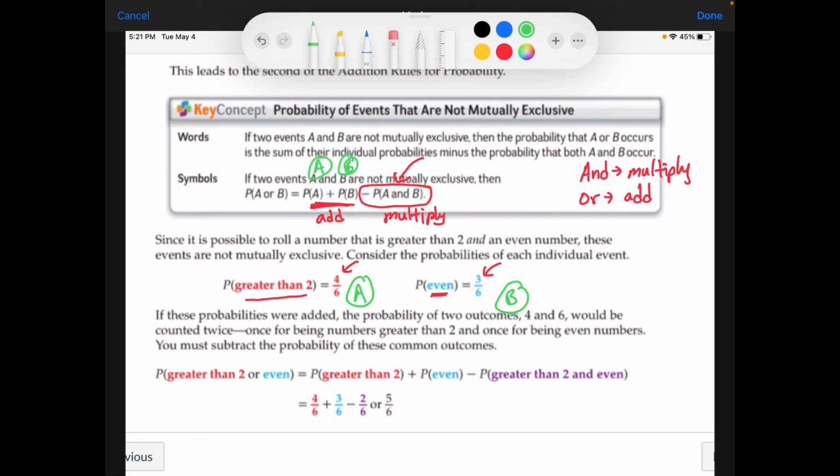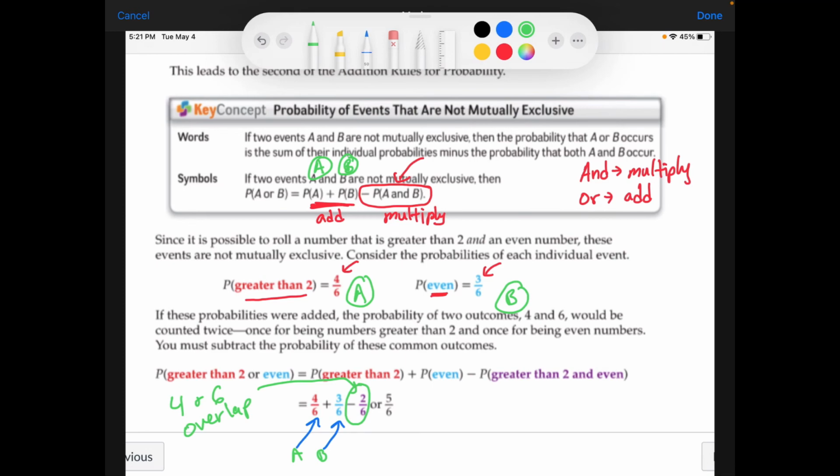Okay? So we can go ahead and write this out. And just like it shows here, we can add our events A and B. Okay, we first add them, and then we have to subtract the union. And so they subtracted 2 over 6 because there are 2 that overlap. Remember, 4 and 6 were overlapping, right? And so that's 2 that were overlapping, and that's why it's 2 over 6. And that's how they get the answer 5 over 6.